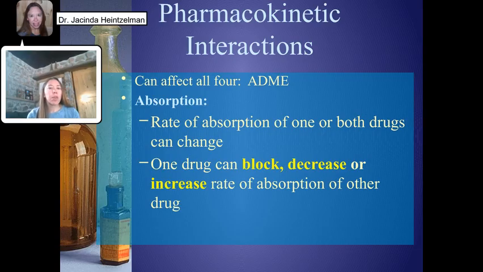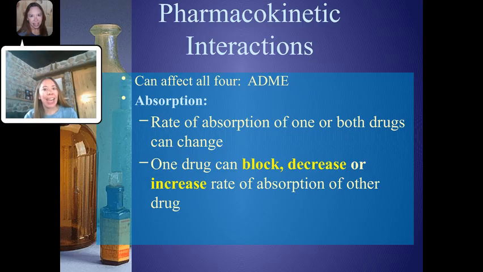Let's talk a little bit about the pharmacokinetic interactions. When it comes to drug-to-drug interactions, it could be affecting all four of ADME. First, we'll talk about absorption. A drug-to-drug interaction could affect the rate of absorption of one or both drugs. For example, one drug could block, decrease, or increase the rate of absorption of the other drug. So if one drug is being blocked, the other drug is going to be absorbed much faster than intended. So it is messing things up with those medications.